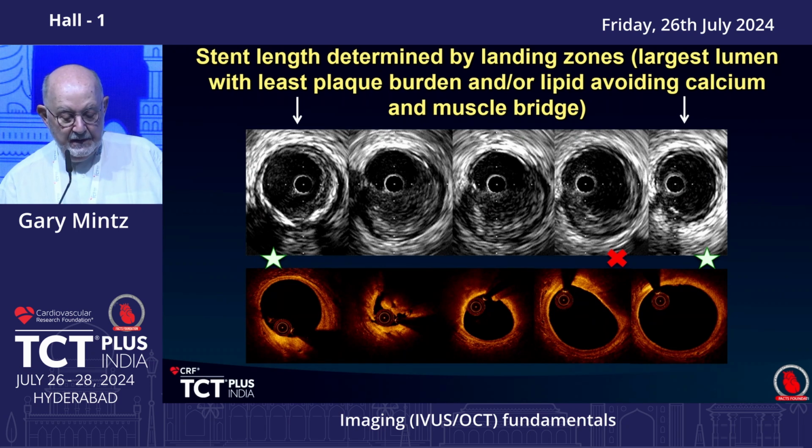So here is an IVUS pullback. This is distal, this is proximal, largest lumen with the least plaque. Here's an OCT pullback. Again, largest lumen with the least amount of lipid. You don't want to end here, you want to end here. You obviously don't want to end here, you do want to end here. And that gives you length, and sizing midwall gives you size.